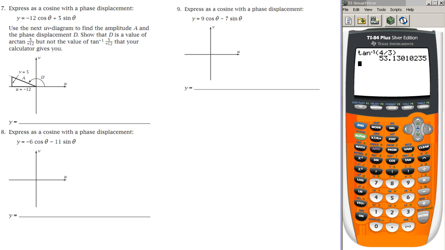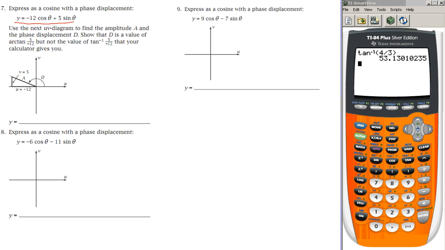Okay, so we're going to go ahead and look at problem 7 next. So we're going to express, instead of the linear combination we had before, now we're going to work with this one. Y equals negative 12 cosine theta plus 5 sine theta. So what the worksheet did for you is it drew in the UV plane a diagram that was a lot like the diagram that we just had.